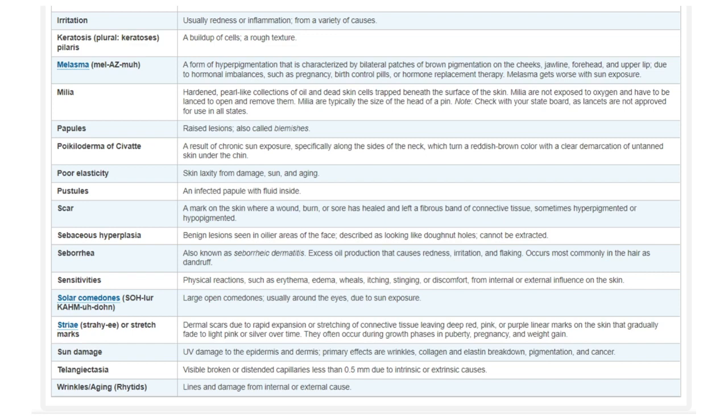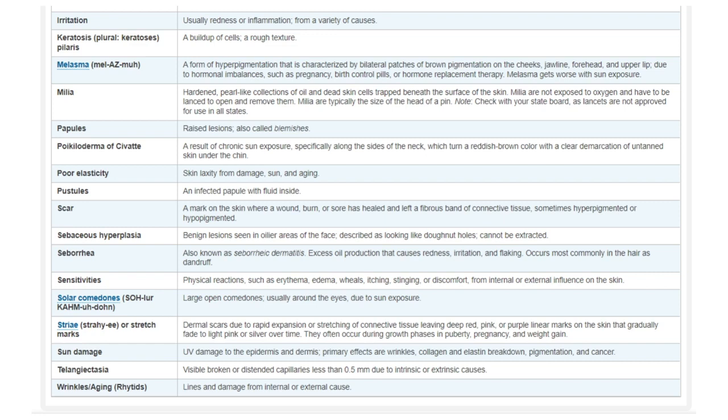Milia: hardened, pearl-like collections of oil and dead skin cells trapped beneath the surface of the skin. Milia are not exposed to oxygen and have to be lanced to open and remove them. Milia are typically the size of the head of a pin. Note: check with your state board, as lancets are not approved for use in all states. Papules: raised lesions, also called blemishes.